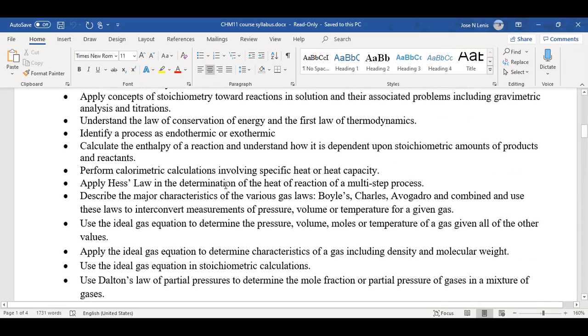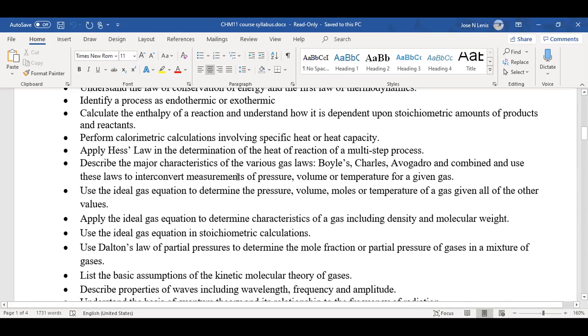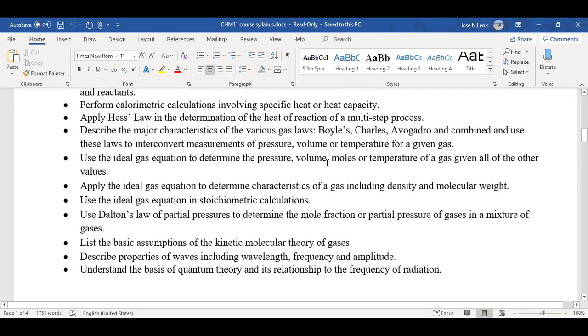Thermochemistry: we use a little bit of thermodynamics, conservation of energy, and we are going to cover the first law of thermodynamics. For that reason, we learn about endothermic and exothermic chemical reactions and how to identify those. And also we are going to calculate enthalpy and use Hess's law. Also, gas laws, a very important chapter. We are going to cover that also.